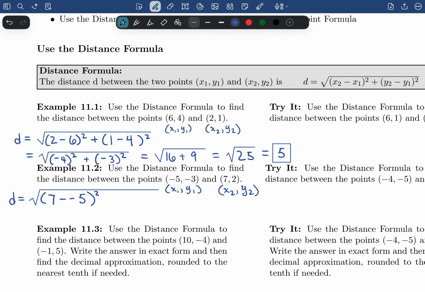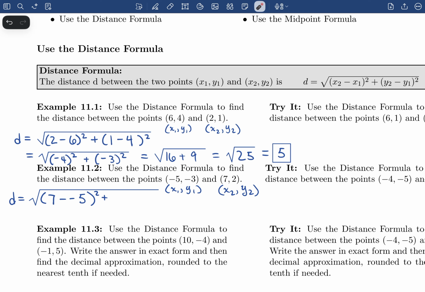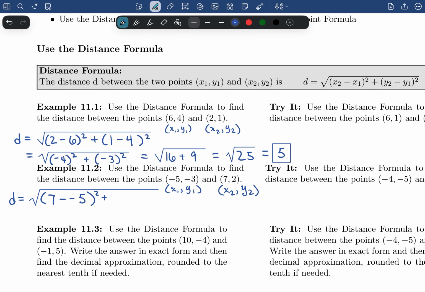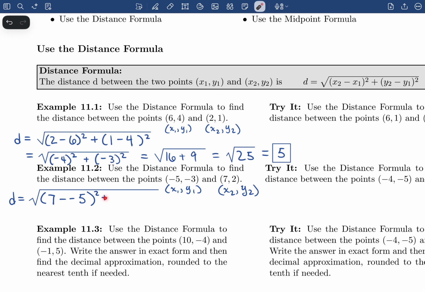And I take that and I square it. Just so you see really clearly, I'm taking 7, I'm subtracting negative 5. So I have a double negative right here, which, when you subtract a negative, becomes a plus. We'll address that in a second. But now I have that plus sign, so I wrote that plus sign.